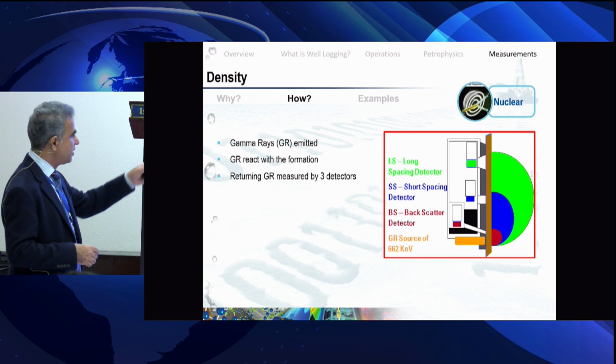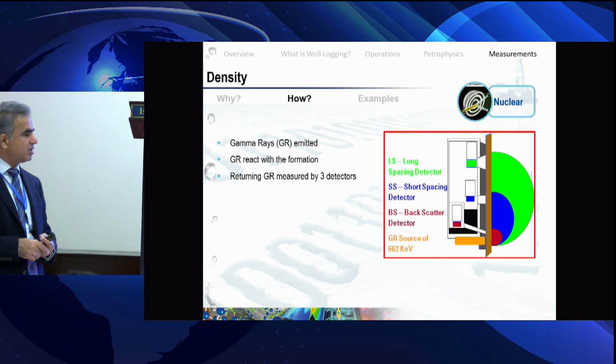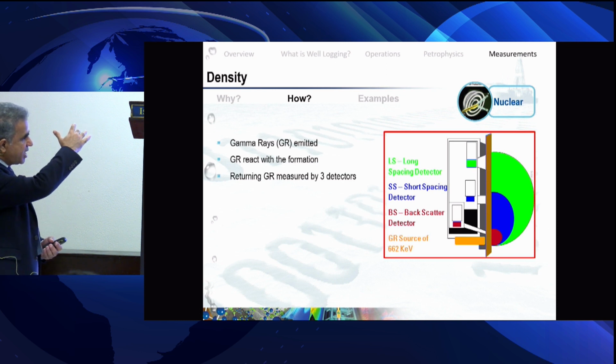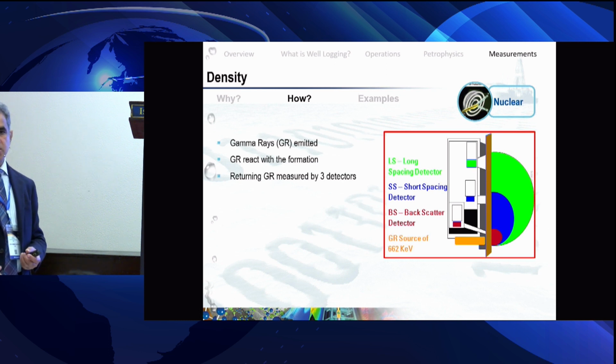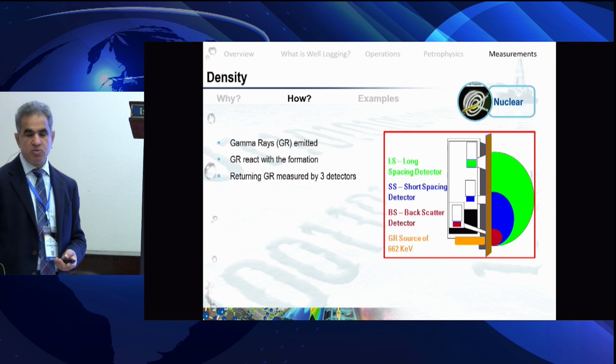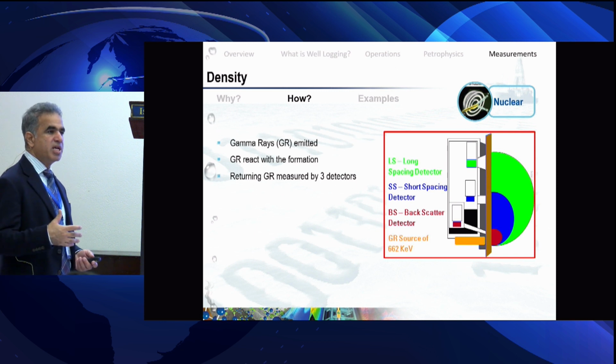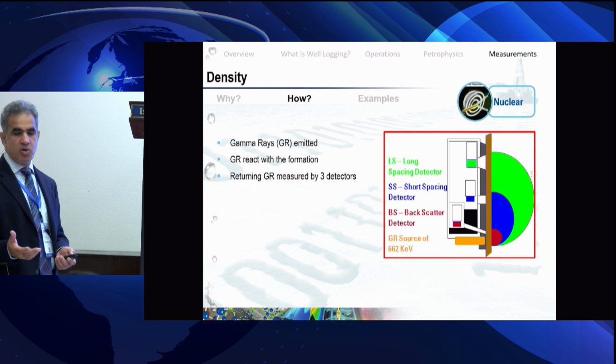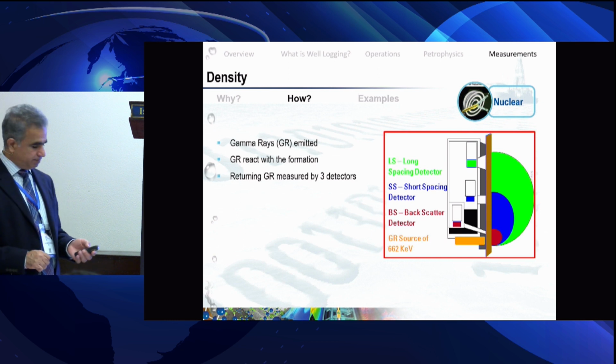And you can see with the red color, blue color, and green color that while they are far spaced, they're reading deep into the formation, and that's what we are more interested in too. We want to have the measurement less sensitive to borehole, more sensitive to formation.